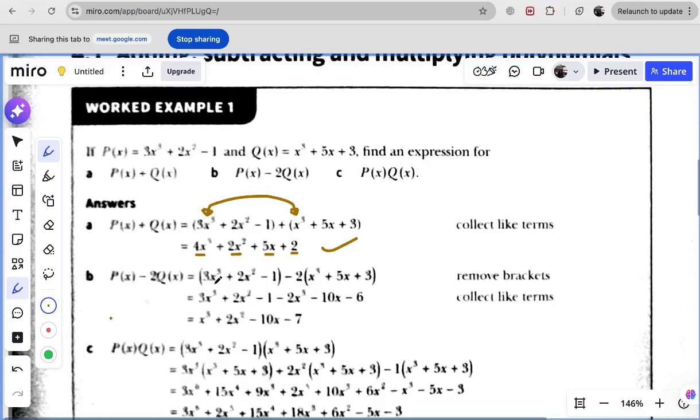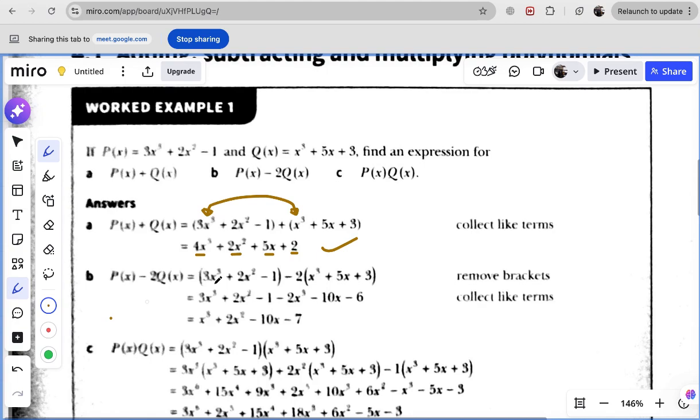You get 15x to the power of 4. Why power 4? Remember, ordinary x means x to the power of 1. Multiplying this and this, you get 15x to the power of 4. Why? Because x to the power of 3 multiplied by x to the power of 1. In indices, you write x and you add the powers. 3 is here, 1 is here. This power is 1 even though we don't write it. So you get 15x to the power of 4.